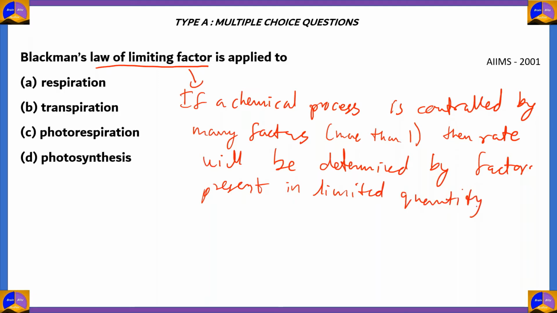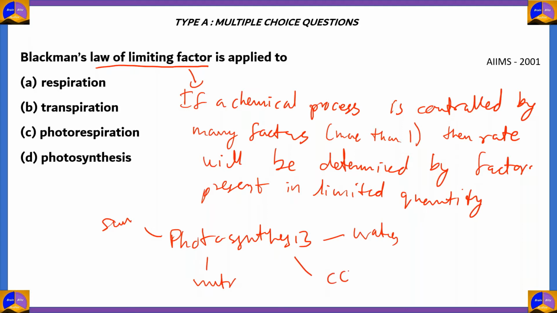So this is the statement of Blackman's law of limiting factors. Suppose we have photosynthesis. It depends on the sunlight, water, nutrients, CO2, etc.